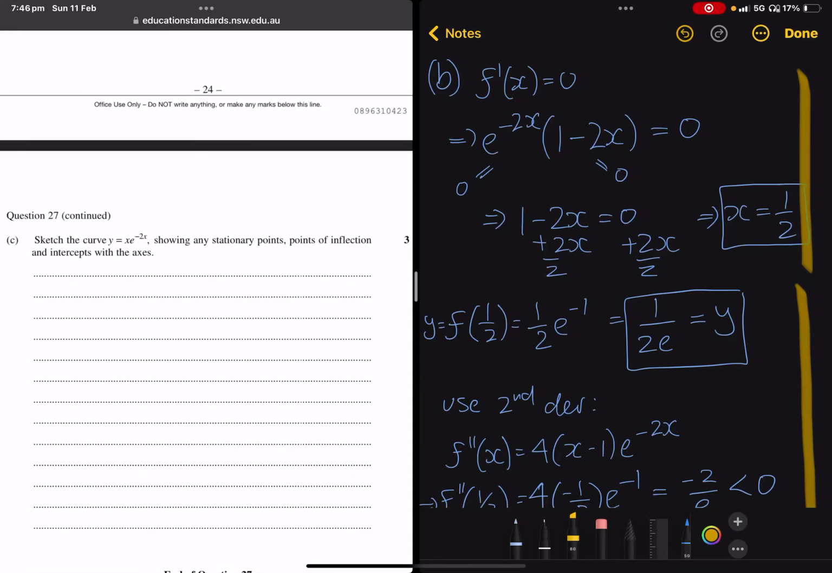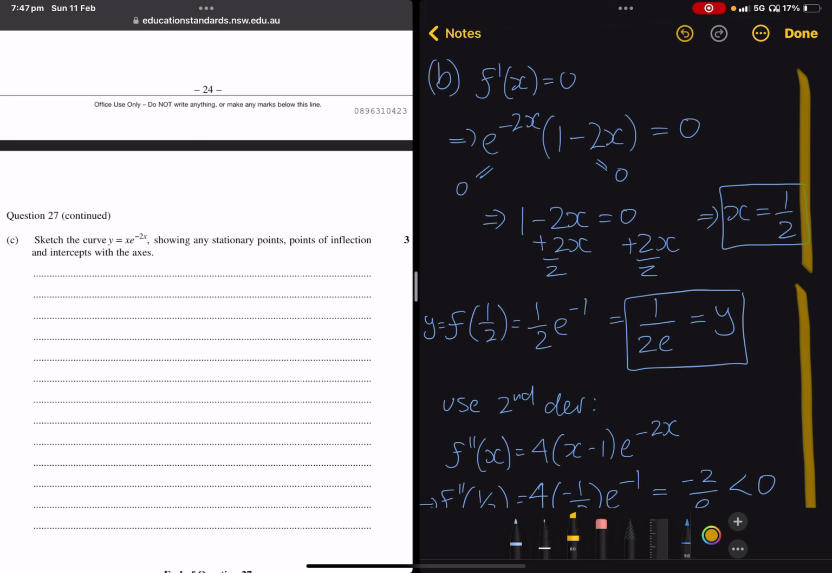Okay, so now we're going to have a look at question 27C, and we're going to do this separately because it's a graphing question. So we've been told to sketch the curve y equals x times e to the minus 2x, showing any stationary points, points of inflection, and intercepts with the axes. So this is a slightly difficult thing to do.